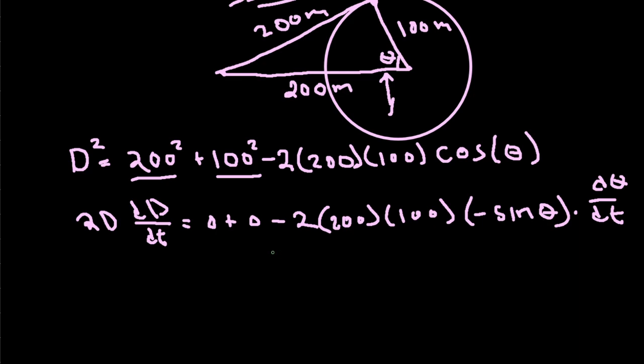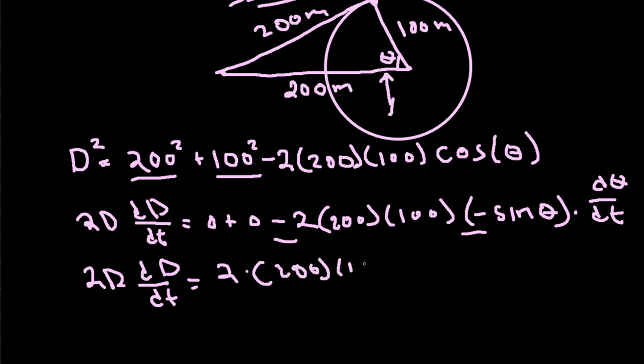And I can do a little bit of simplification here. So I'm going to rewrite this as 2d dd dt is equal to, negative times negative is positive, so that's going to be 2 times 200 times 100 sine of theta d theta dt. And we got another variable here. Actually, we have two variables. We have the angle theta as a variable, and we have d theta dt as a variable.